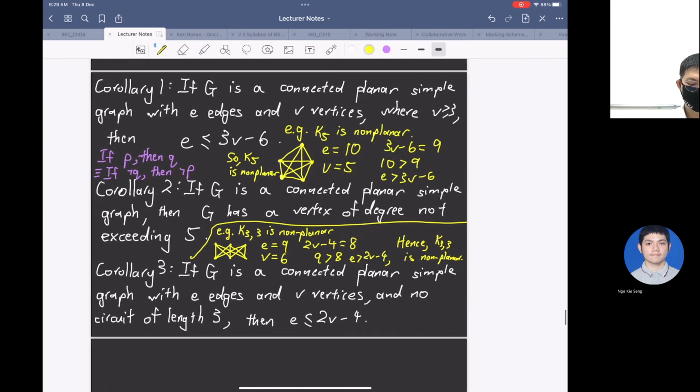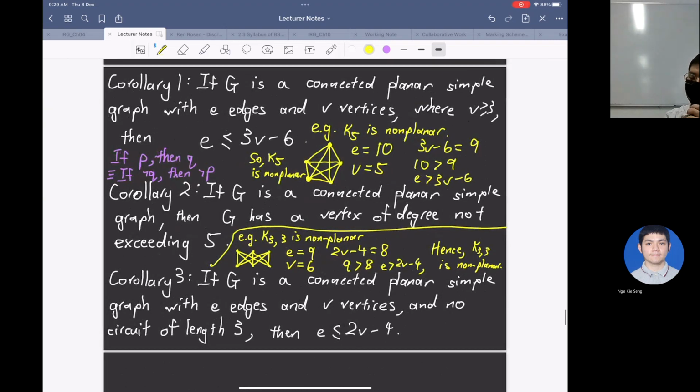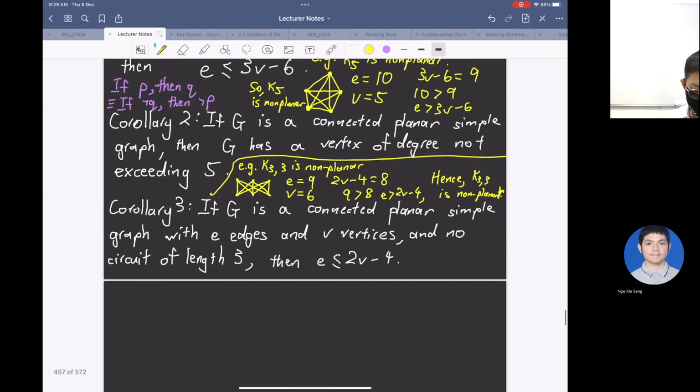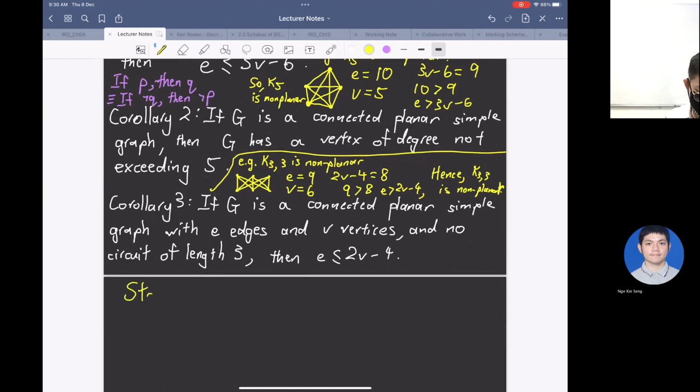So I think we won't prove these 3 corollaries because I don't think we have time. But if you are interested, you can go and look at the proof in the textbook. It is not hard to understand. Just use the formula, the handshaking lemma, and Euler's formula, and then you can get these 3 corollaries here. So up to here, let's summarize a bit.